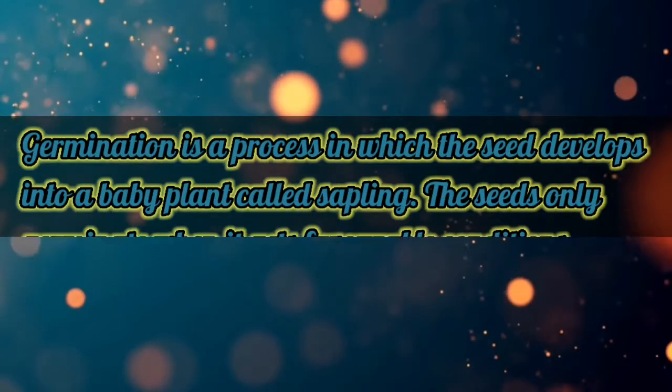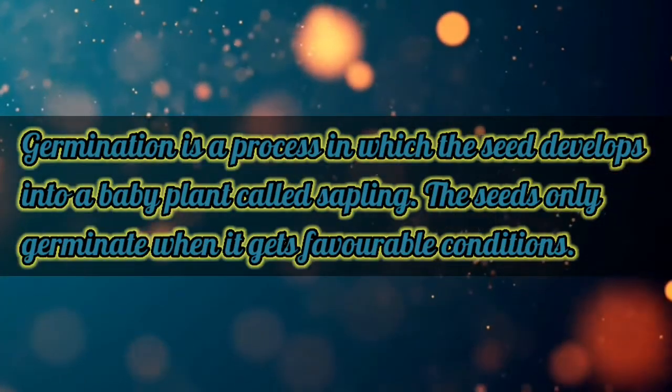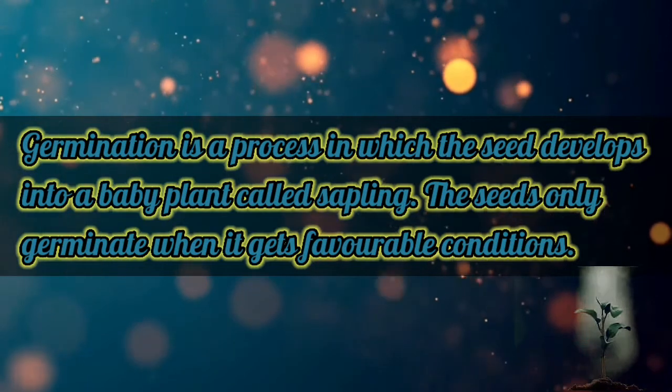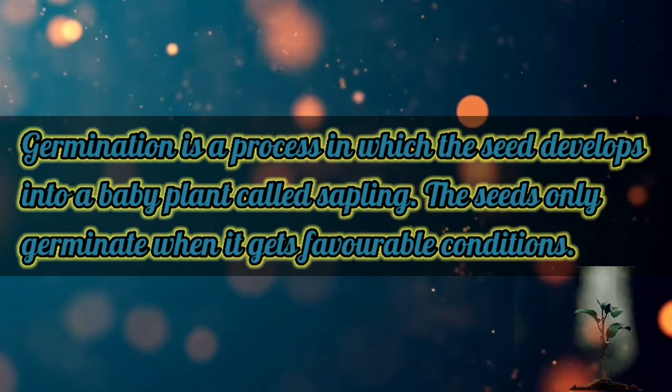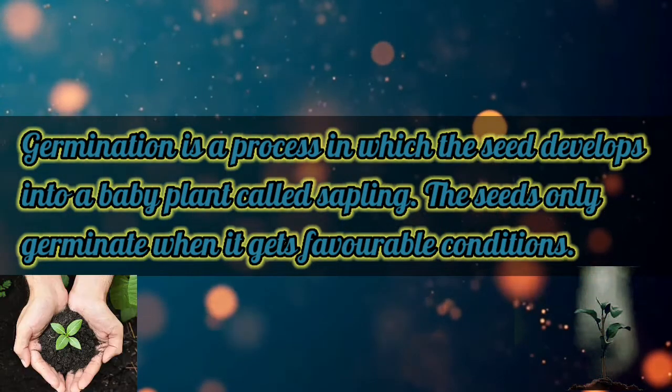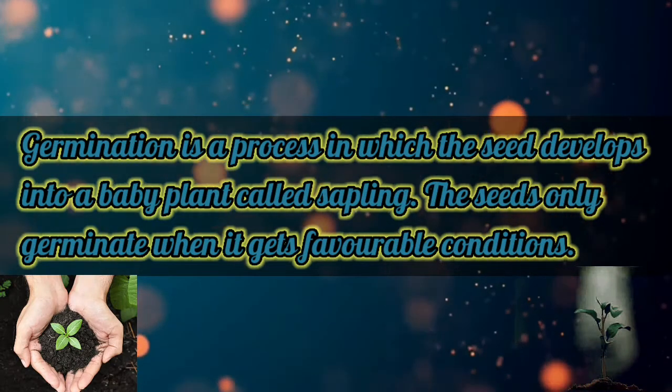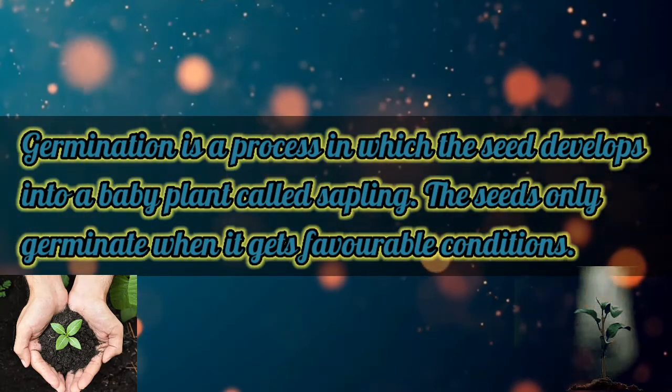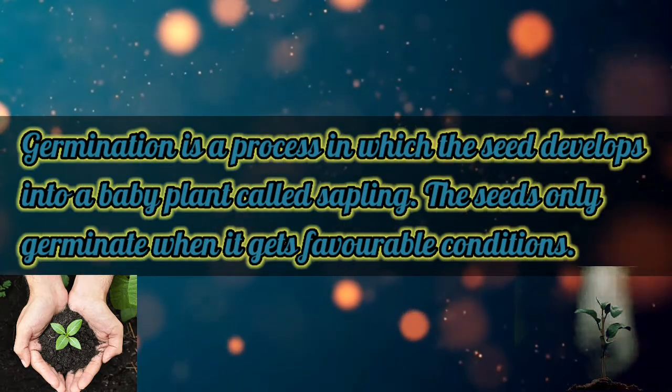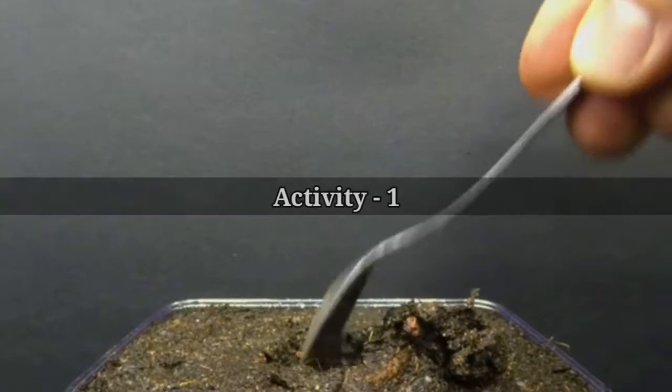Germination is a process in which the seeds develop into a baby plant called sapling. The seeds only germinate when they get favorable conditions. So, growing of seeds into saplings is called germination. Let's do one activity that is important for practicals.